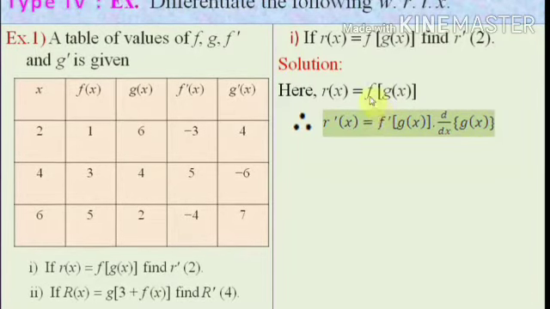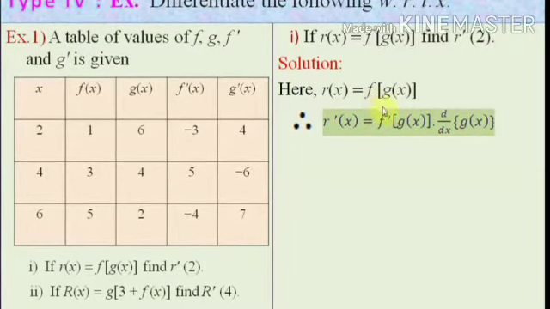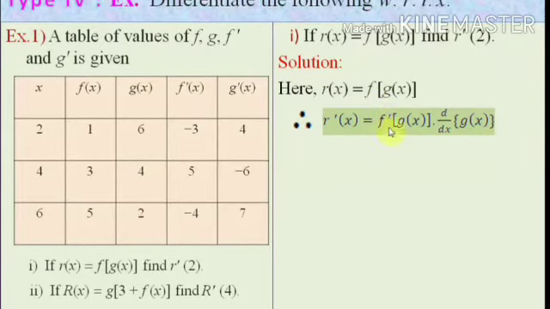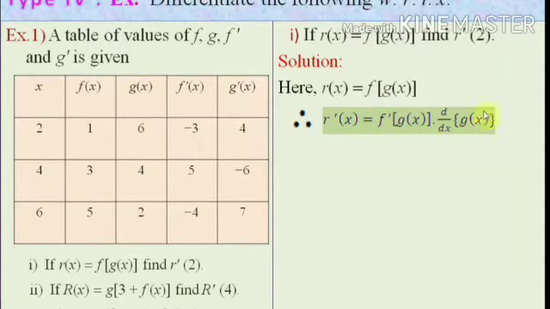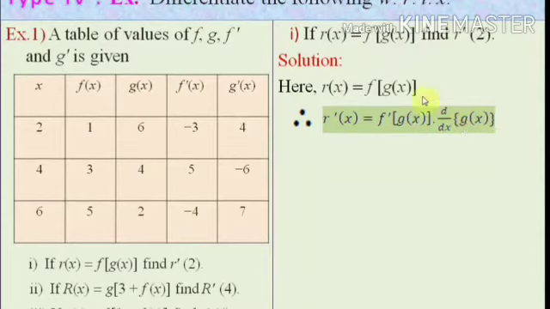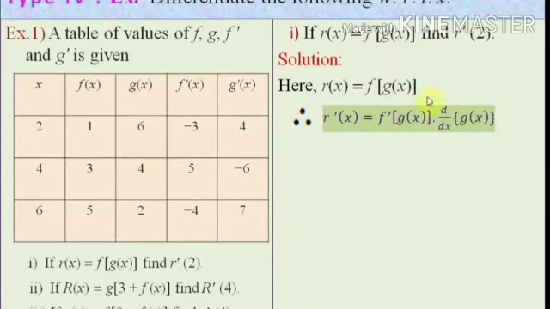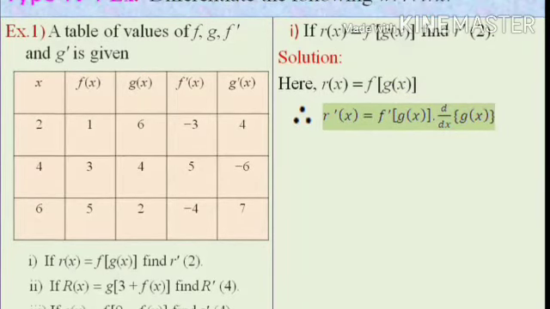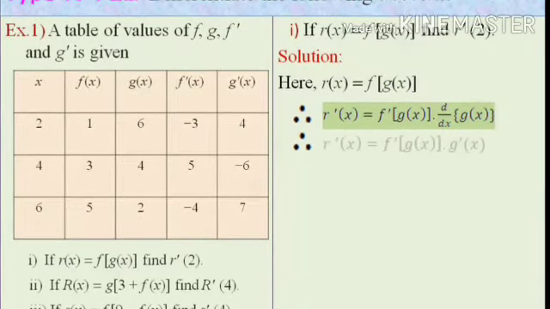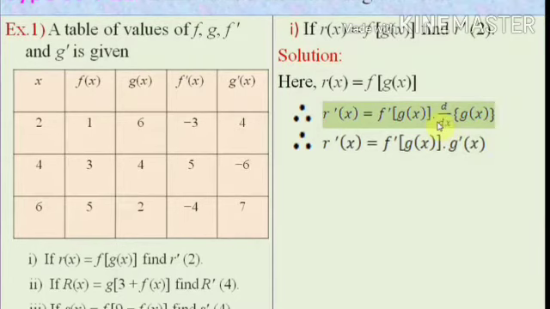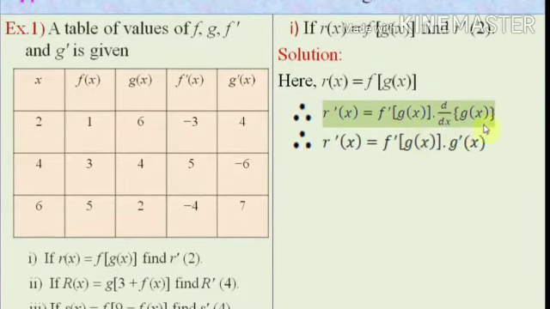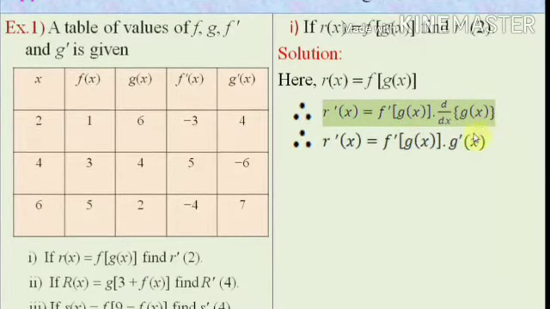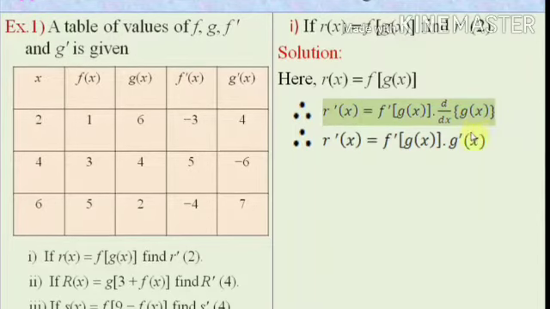This given function is composite, and therefore first take the derivative of f, that is f dash of g of x, into, by the rule of composite function, d by dx of the inner function, that is g of x. Therefore r dash of x equals f dash of g of x into g dash of x.